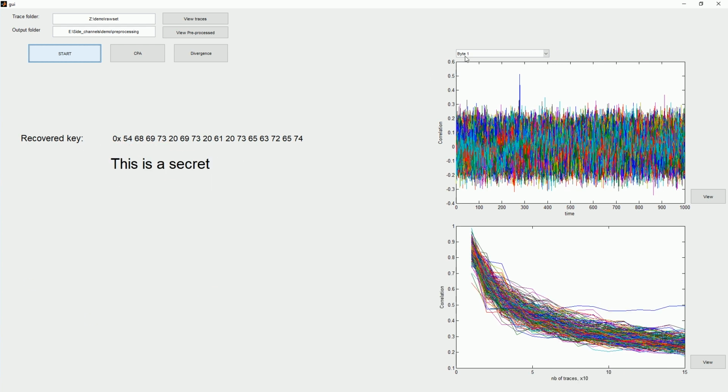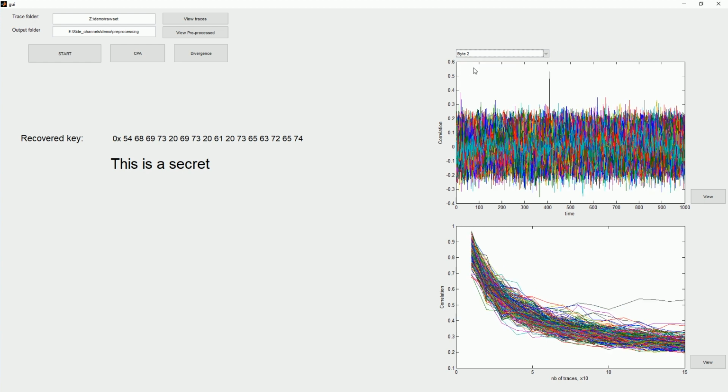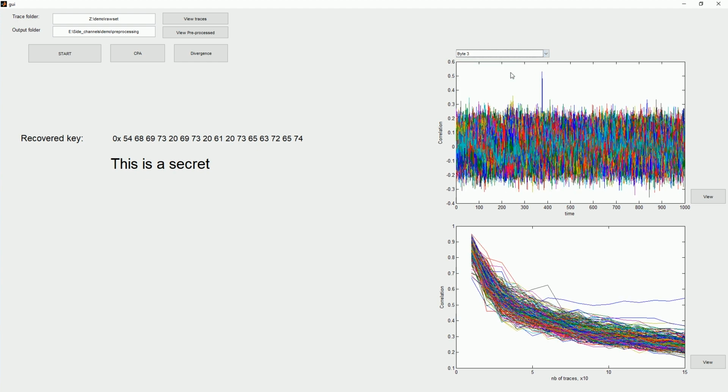For each byte, the correlation curve over the time of all the possibilities is given in the first figure, as well as the divergence curve that corresponds to the correlation over the number of power traces. The whole process takes less than a few minutes and the secret is now discovered.